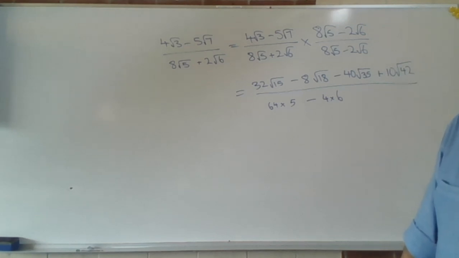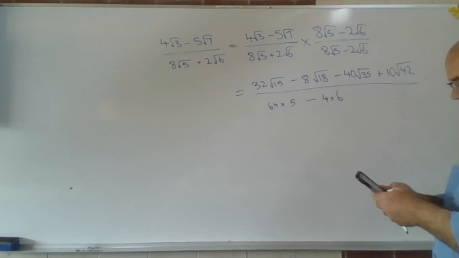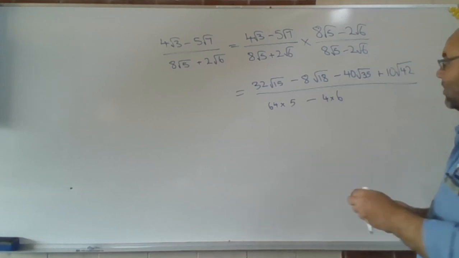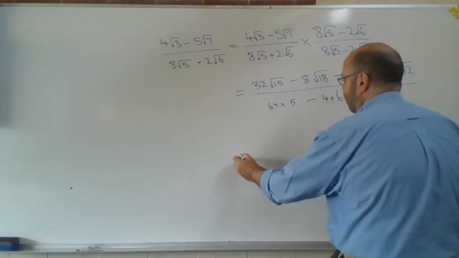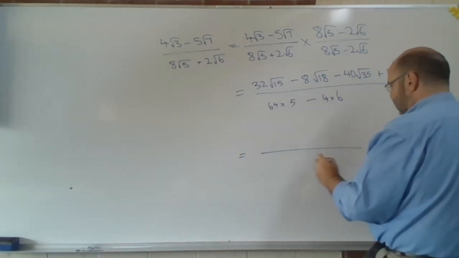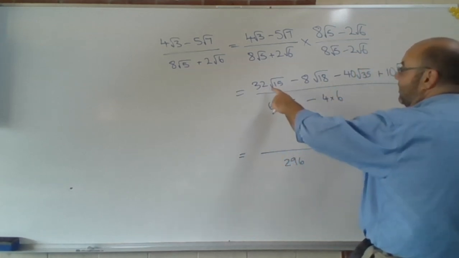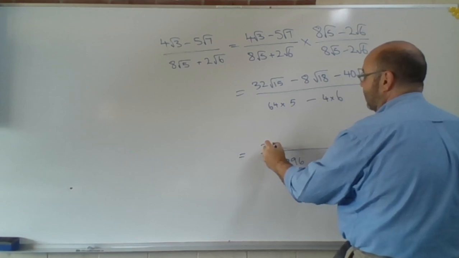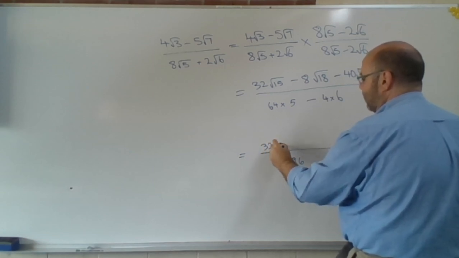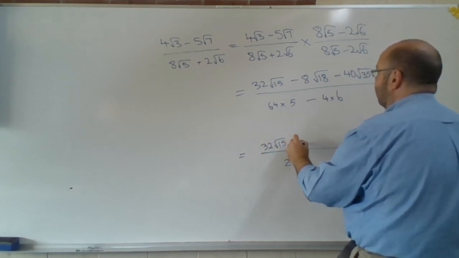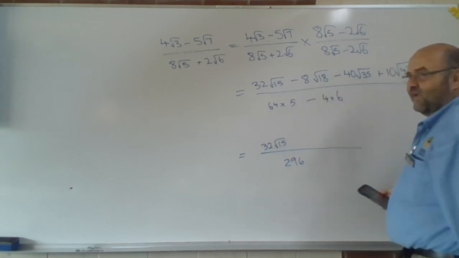Okay, I'm going to play it safe here, I'm not going to be a hero. So my denominator turns out to be 296. My numerator is 32 root 15.